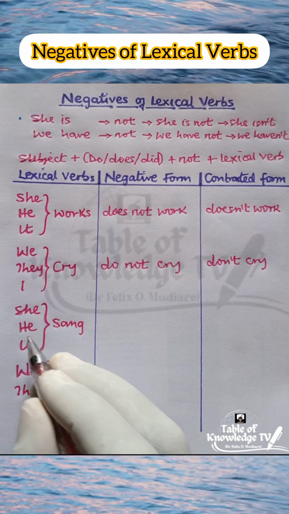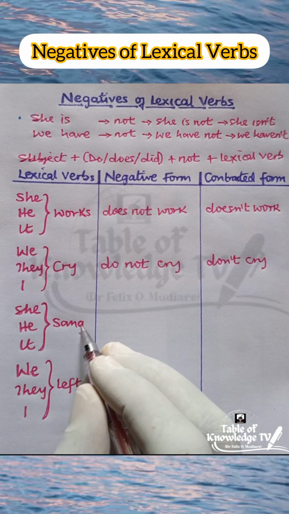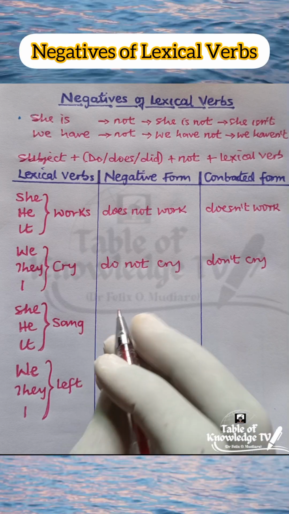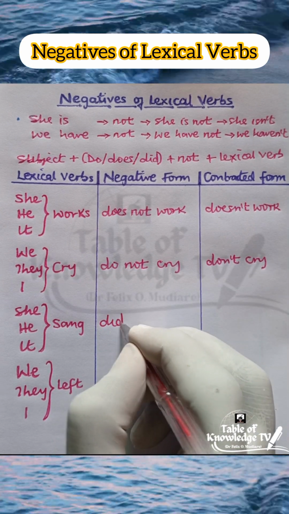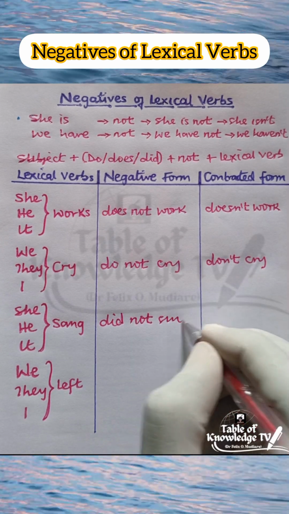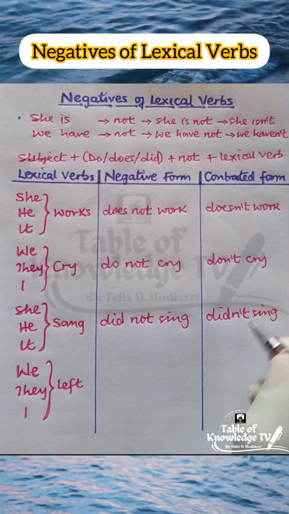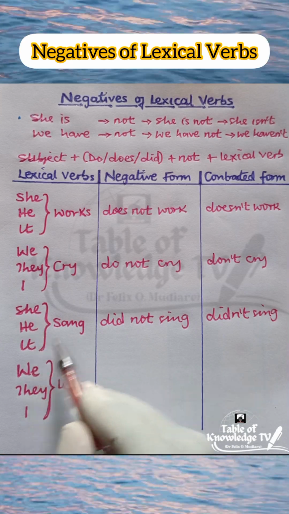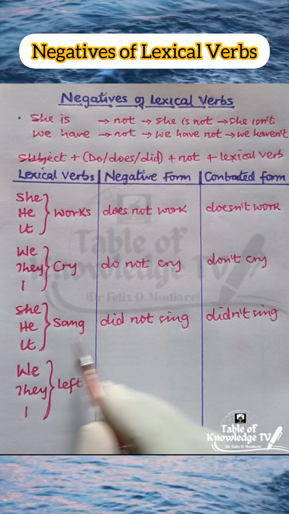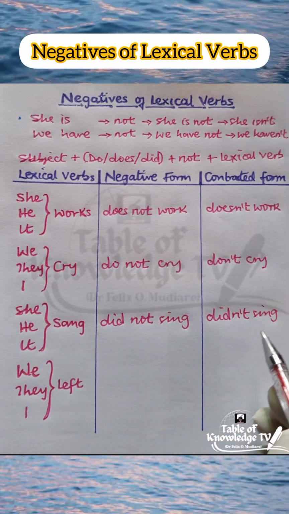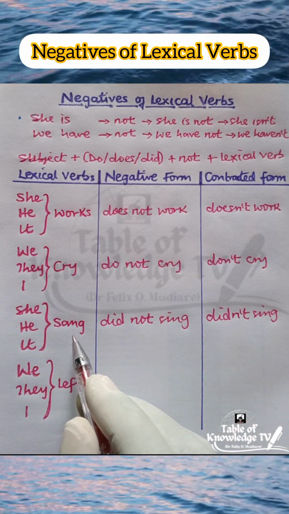She sang. He sang. It sang. Sang is a past tense lexical verb, and so it takes the past tense did, then not sing. When contracted it becomes didn't sing. She, he, it sang. She, he, it did not sing. She, he, it didn't sing. So these are the negatives of sang.